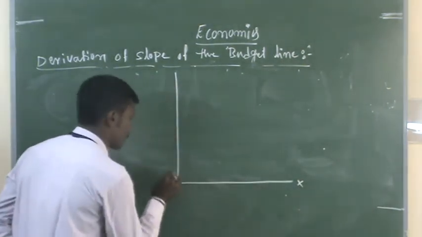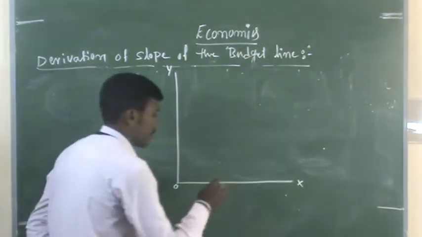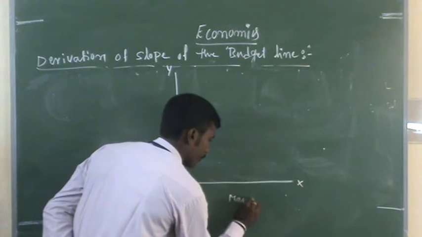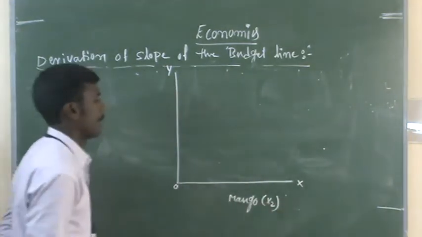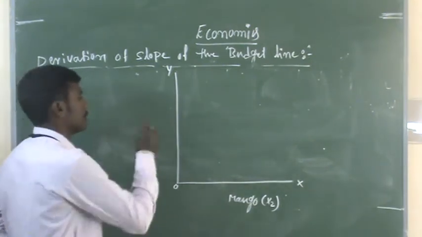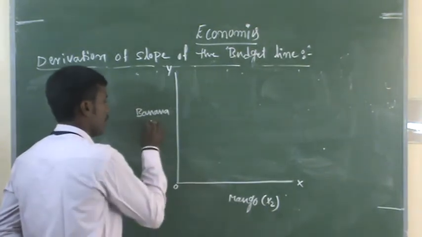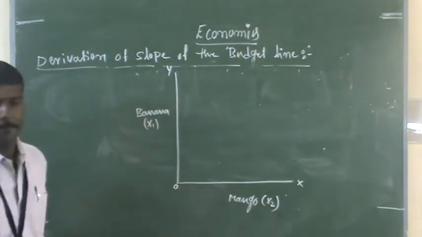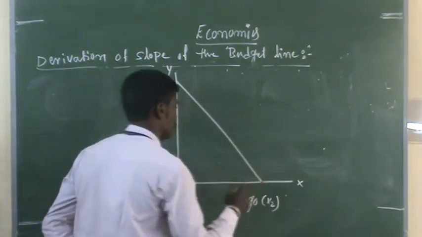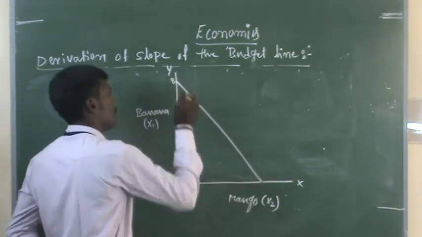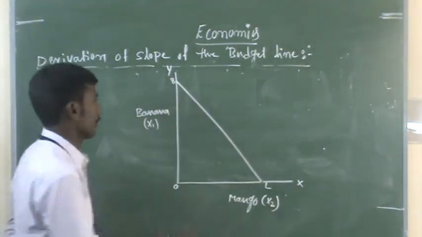So write down the diagram. This is the OX axis and this is the Y axis. The X axis is mango, I mean X2 commodity, and the Y axis is banana, I mean X1. So this is the BL line.